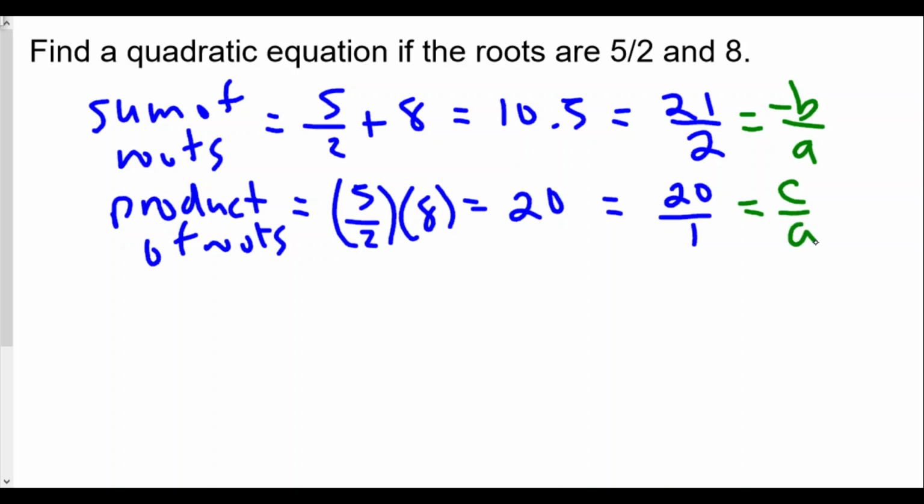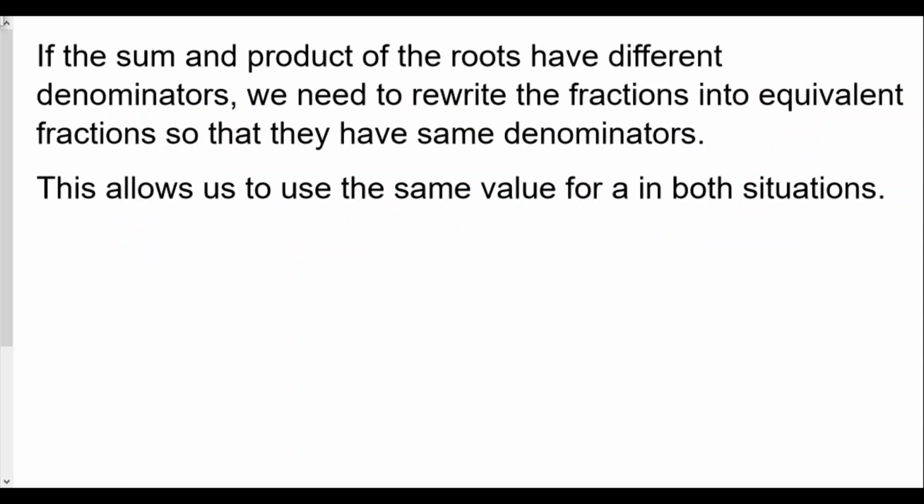Except, which one's the a value? We have a equals 1, a equals 2. Which one do we use? Well, in that situation, if the sum and product of the roots have different denominators, we need to rewrite the fractions into equivalent fractions so they have the same denominators. This allows us to use the same value for a in both situations.